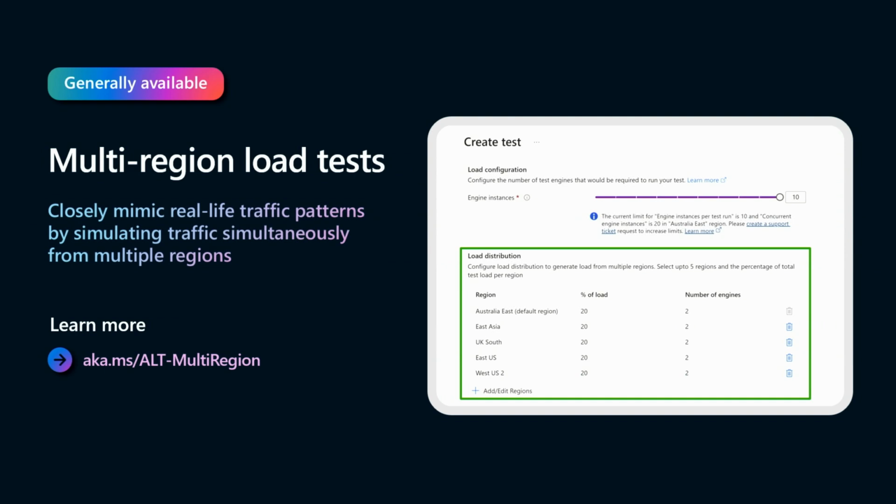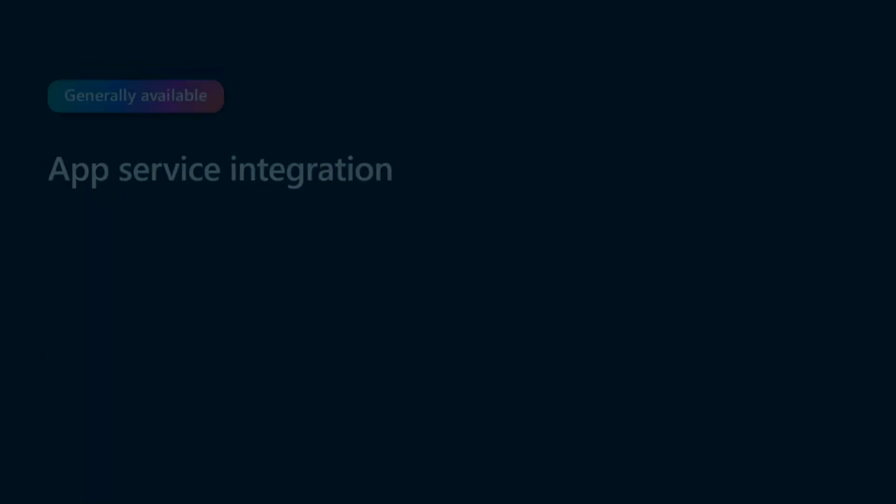We are excited to have a bunch of announcements today, announcing the general availability of multi-region load tests. So with this feature, you can generate load from multiple regions simultaneously in a single test run. So if you have a global audience using your applications, you can generate load to simulate real-life traffic patterns and to better test your network architecture and load balancing components. The feature is out there now, and you can go try it out.